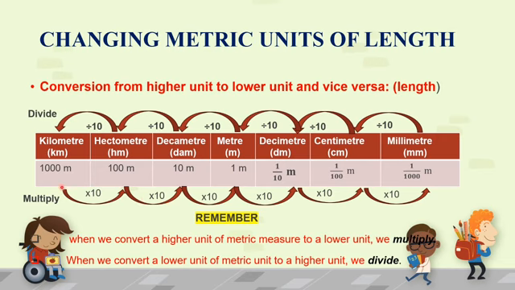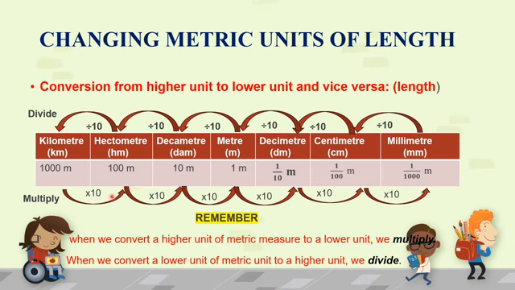Suppose: 1 kilometer equals how many meters? We will have to multiply by the number of places. So here it is 1 time, 2 times, 3 times, three places. So 3 zeros will be added. Can you see 3 zeros? Three places are here. Yes, 3 zeros.